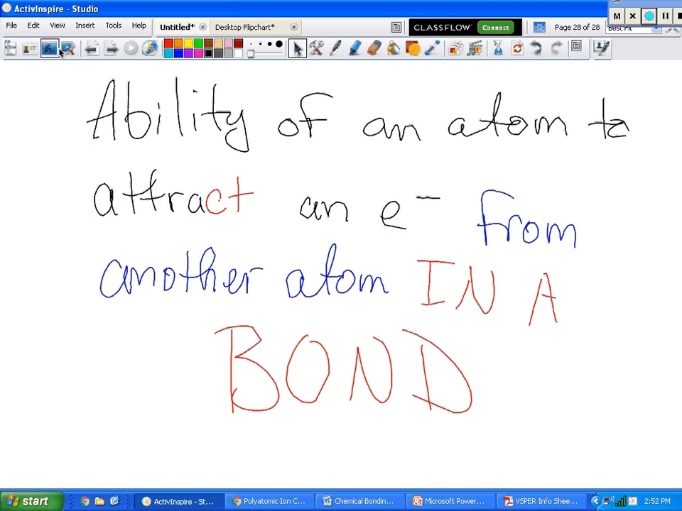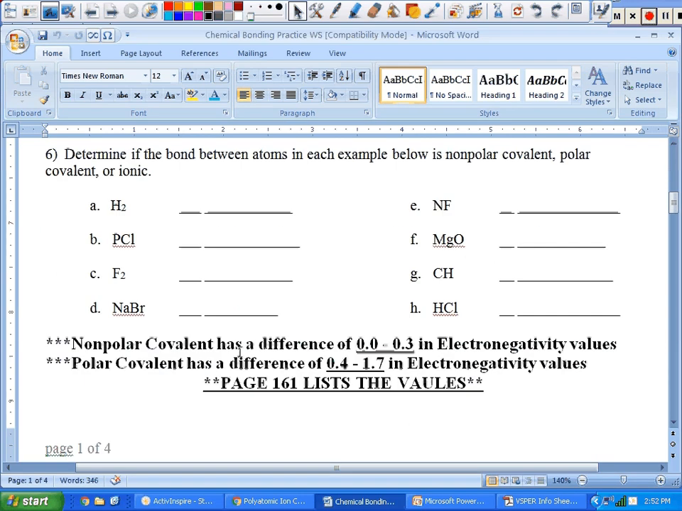Okay? So here's what we need to do. A few of these, okay? The first thing I want you to do: determine if the bond between atoms in each example below is nonpolar, polar, or ionic. Your goal, and I want you to do all of these, A through H, is at least label it C or I. At least get it that far. If you label it C, make an attempt to label it polar or nonpolar based on your knowledge, okay? Go ahead and do that for just a few minutes. Do A through H. At least get I and C right. And then once you have a C, see if you can determine if it's polar or nonpolar.